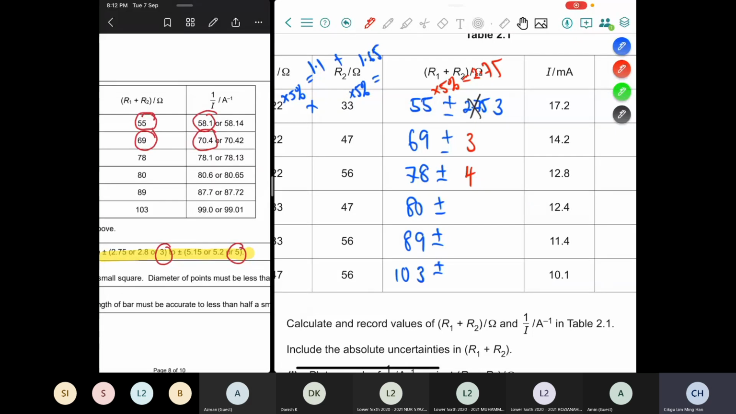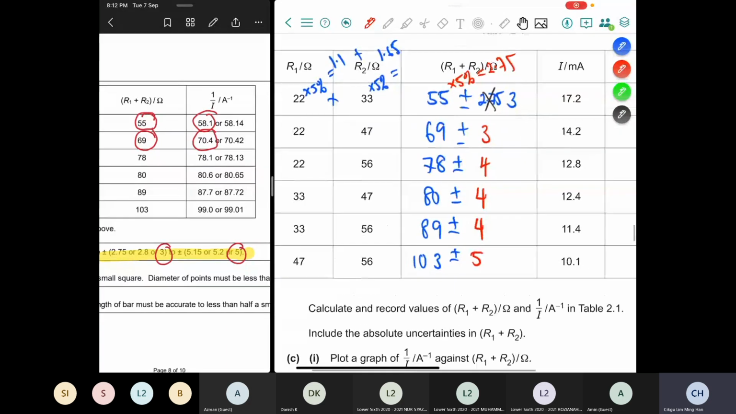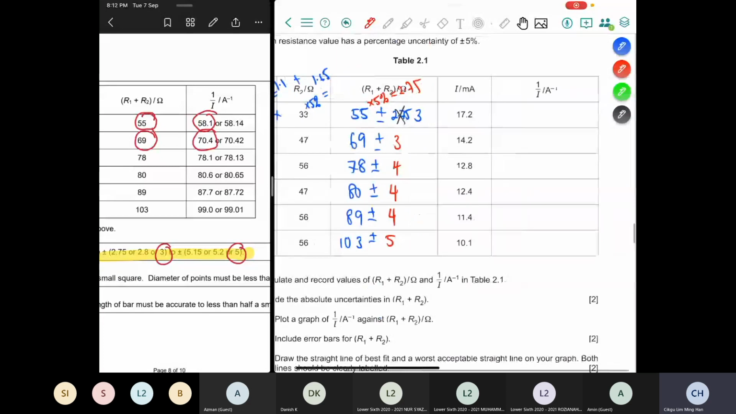And then 80 times 5%, this is a 4. And then 89 times 5%, you will get 4.45. 4 is still a 4. And then the last one is 103 times 5%. You will get 5.15. So it's a 5. Okay, so this is how you get the uncertainty done here.